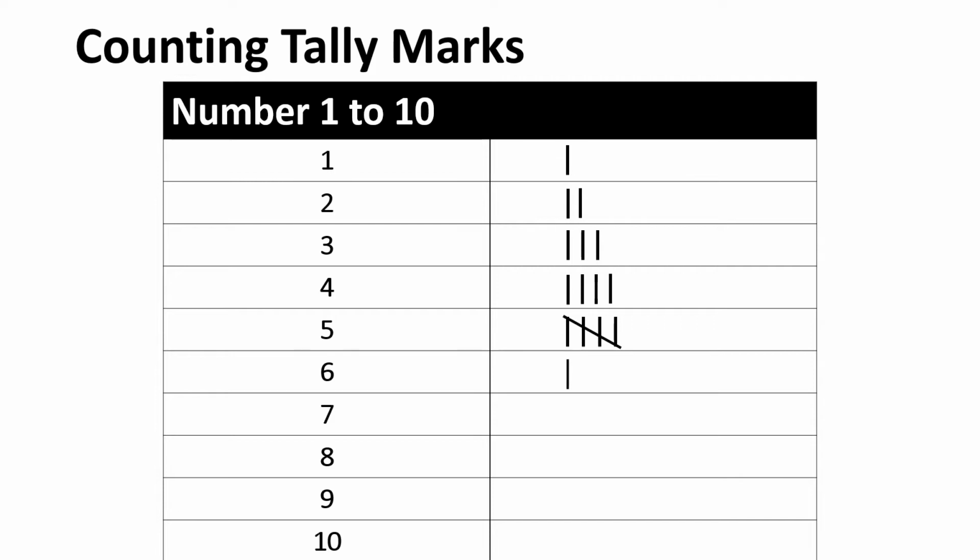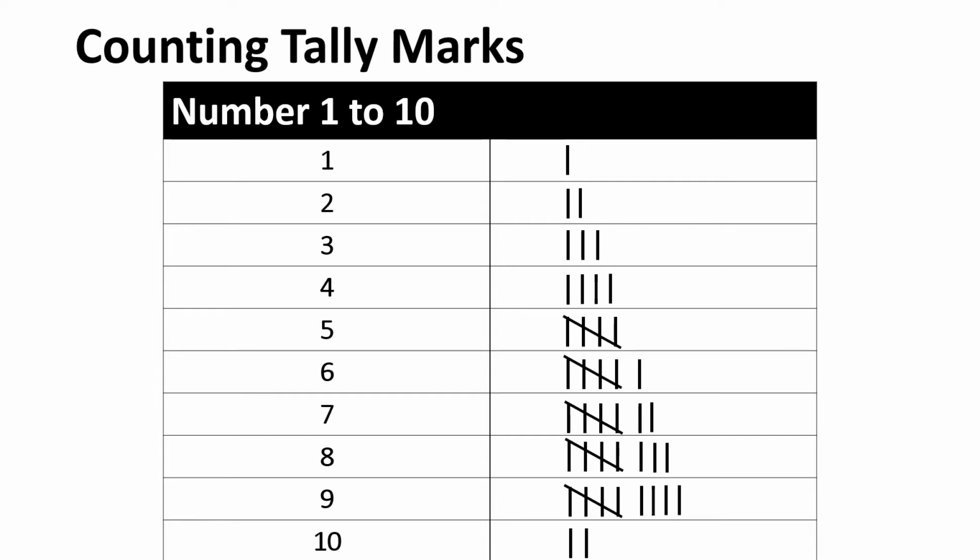6 is written as a single line after a set of 5 lines like this. 7 is written as 2 single lines after a set of 5 lines like this. 8 is denoted as 3 single lines after a set of 5 lines like this. 9 is written as 4 single lines after a set of 5 lines like this. And 10 is written as 2 sets of 5 lines like this.